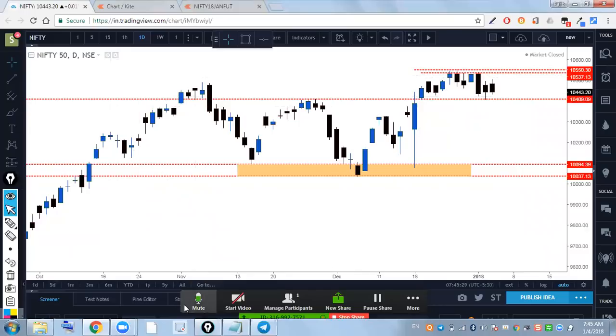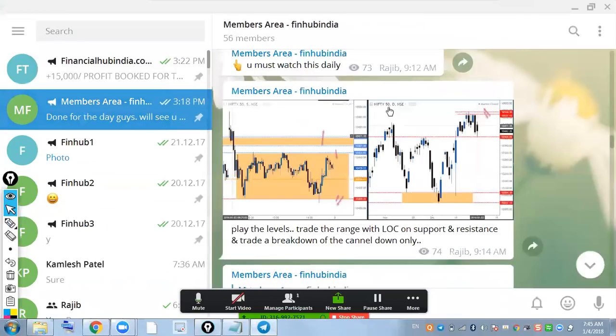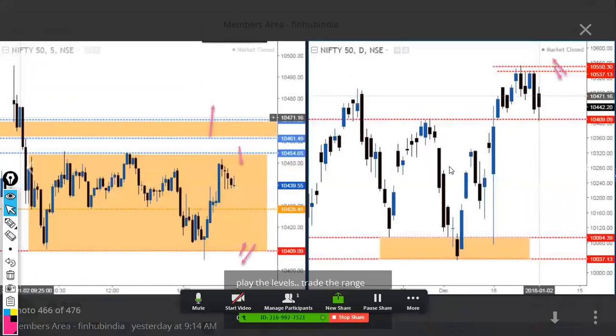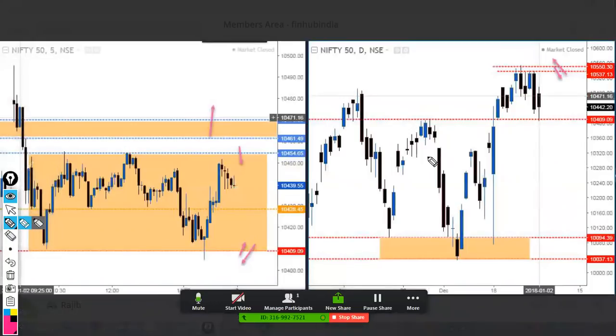So let's go to the members area and start from the right. We'll start from the first chart here. This is a 5 minute time frame chart. I have shared the 5 minute, 60 minute and daily charts all together. As I told you, the candle was right over here in daily, and you don't see much over there. But in the 5 minute time frame, do you see a channel over here?